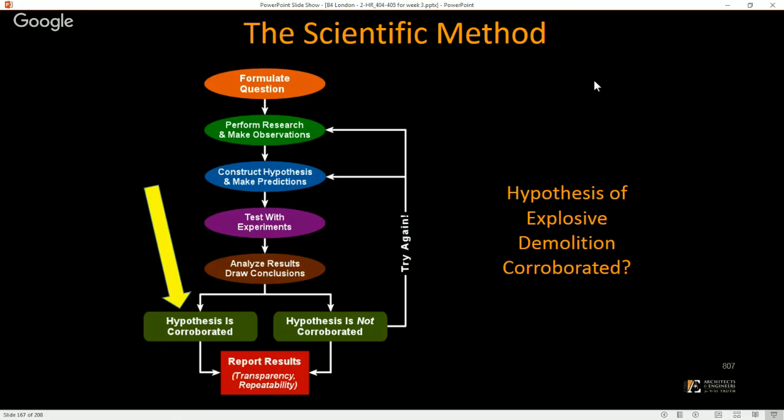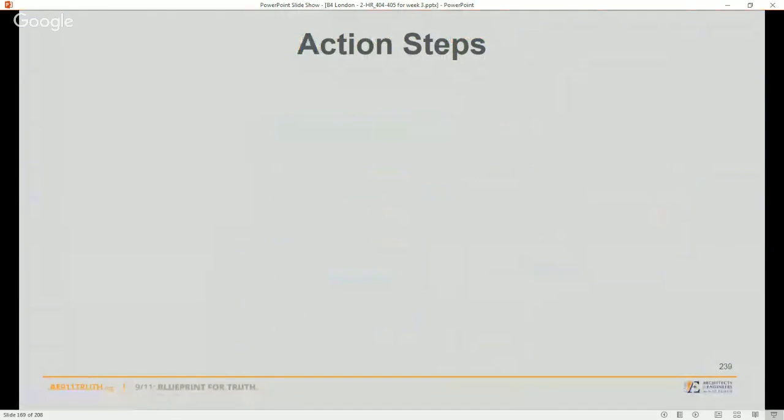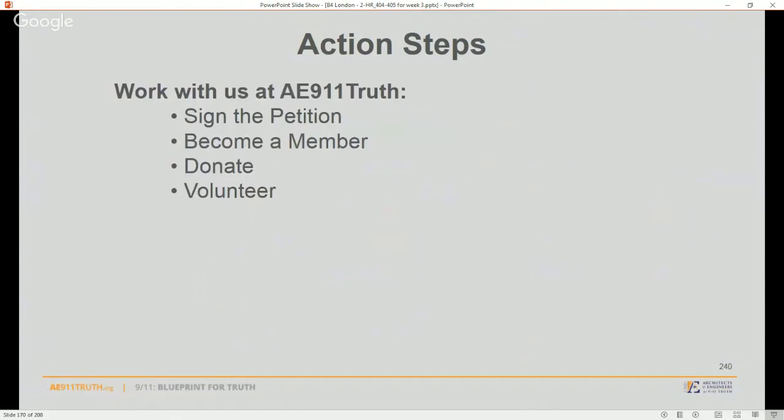Well, we believe that we've shown that the hypothesis of controlled demolition is corroborated by the evidence and eyewitness testimony. We believe that we've shown that these 10 key characteristics and some uncharacteristic features of controlled demolition are direct evidence of the explosive destruction that fire cannot account for whatsoever. With additional circumstantial and corroborative evidence, we believe this is proof of controlled demolition beyond a reasonable doubt. If you're inclined to agree, we invite you to take some action with us.